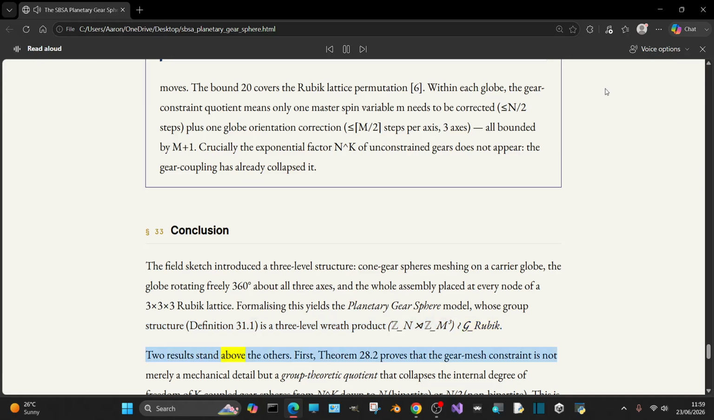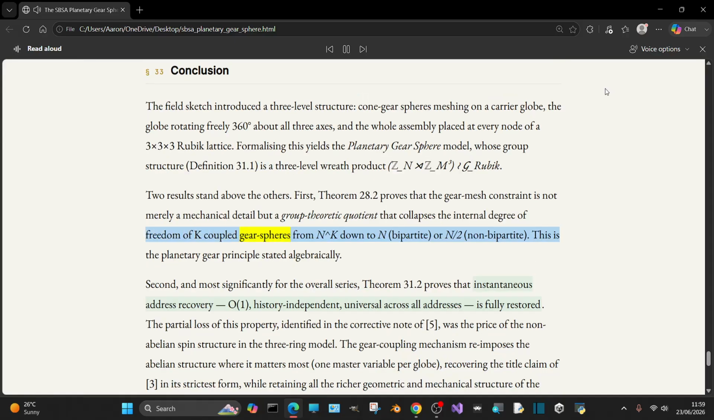2 results stand above the others. First, Theorem 28.2 proves that the gear mesh constraint is not merely a mechanical detail, but a group theoretic quotient that collapses the internal degree of freedom of K-coupled gear spheres from N to the power of K down to N for bipartite, or N for non-bipartite. This is the planetary gear principle stated algebraically. Second, and most significantly for the overall series, Theorem 31.2 proves that instantaneous address recovery, O1, history independent, universal across all addresses, is fully restored.